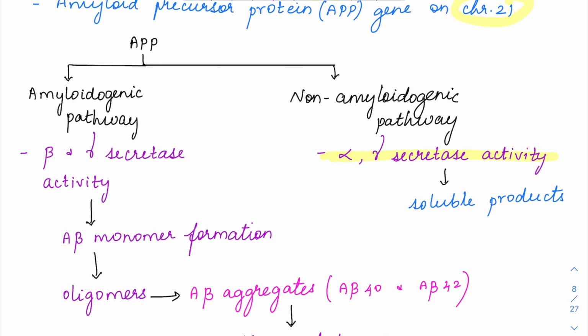But when beta and gamma secretase enzymes are active rather than the alpha secretase, this beta and gamma secretase activity will lead to the formation of A beta. One of the subunits will be A beta, and these A beta monomers are not easily degradable. They are resistant. So these A beta monomers will start forming oligomers, and then they will polymerize into polymers also. So they will start forming aggregates.